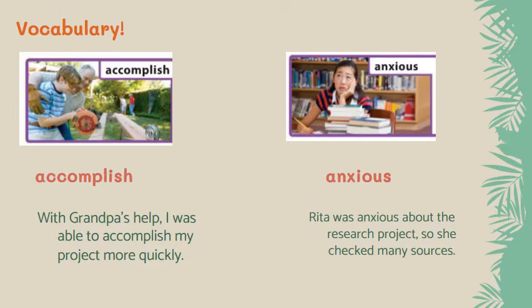The second word is anxious. Rita was anxious about the research project, so she checked many sources. Look at the girl in the picture. How does she look? She looks worried. That's right, or nervous. Yeah, that's what we mean by anxious. Anxious is when you're worried or you're not feeling calm. Okay, you're nervous, so you feel anxious.